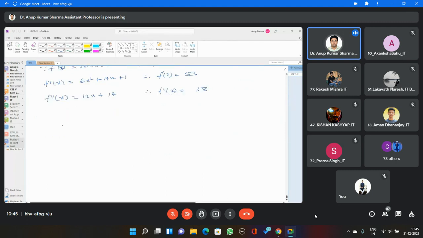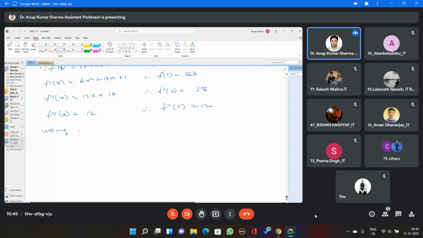Double dash, this is completed. We must find f triple dash, which is equal to differentiating. We will have only one constant term, 12, and after that it becomes 0. So f triple dash of 2 is equal to 12.